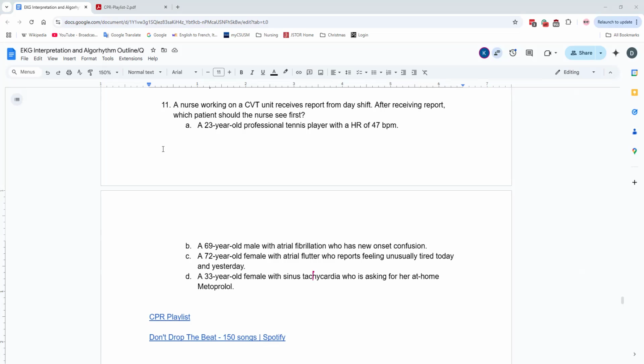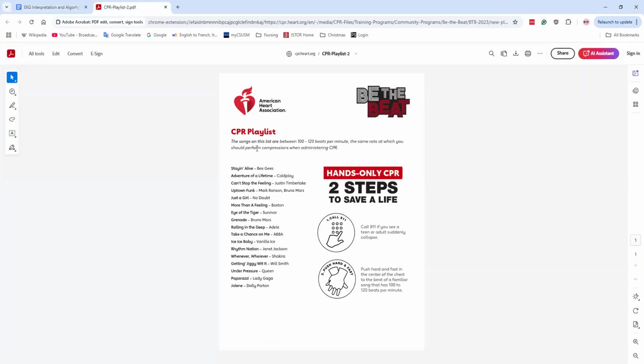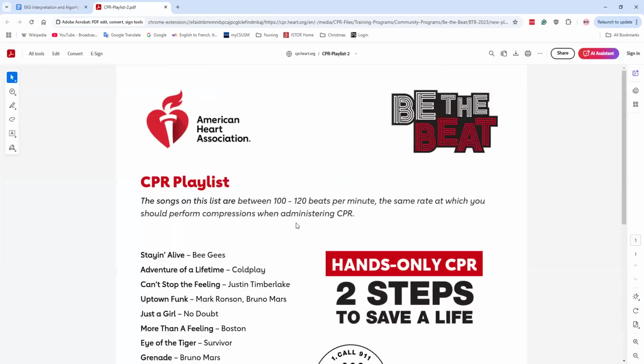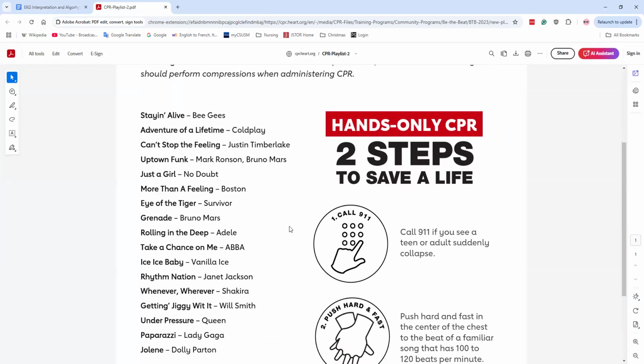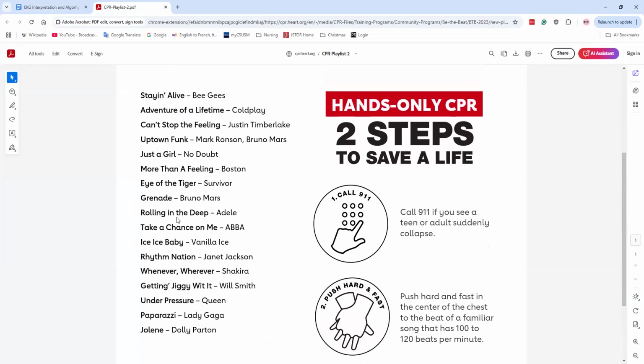So yeah. The last things I have on here are kind of memes, high key. I have a CPR playlist and Don't Drop the Beat, 150 songs, and they are both AHA certified. Wow, 150 songs. AHA made a playlist on Spotify going over this stuff. Getting jiggy with it.